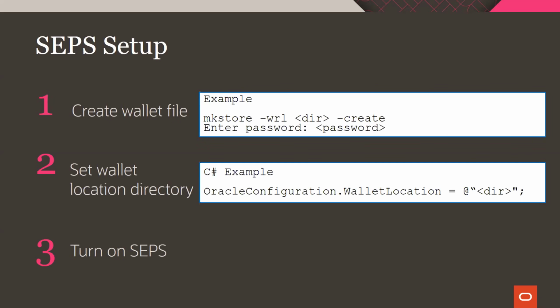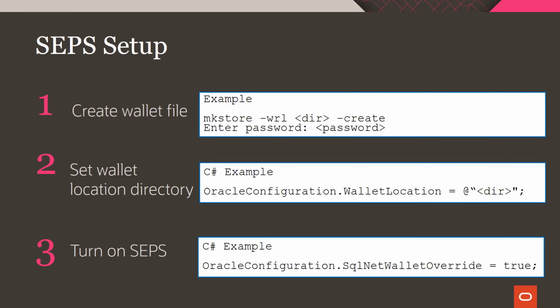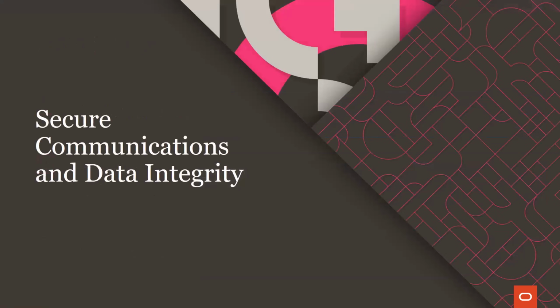And then you just turn on SEPs. So programmatically, you turn on SEPs with the SQLnet wallet override and set that to true in the Oracle configuration class. And again, this is available with your .NET config and your sqlnet.ora. So any number of ways you can enable it, SEPs. And once you've enabled SEPs, you're kind of done with handling these external wallets.